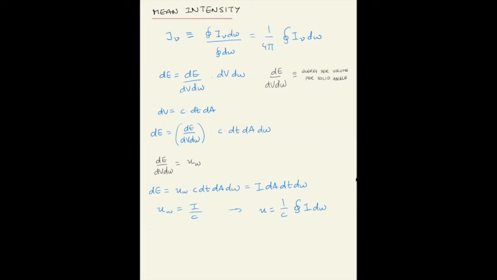Now this, of course, is a function of the frequency. So we can give this quantity a subscript nu for frequency. And substituting now the definition of the mean intensity, then we can write that the energy density of the radiation field is proportional to the mean intensity, as we wanted to show.